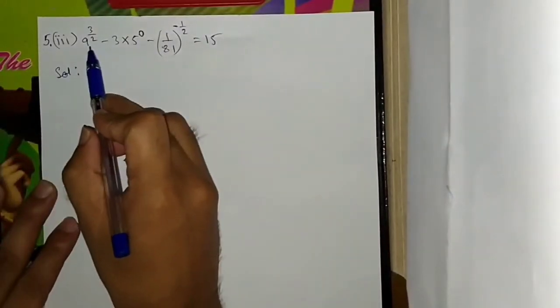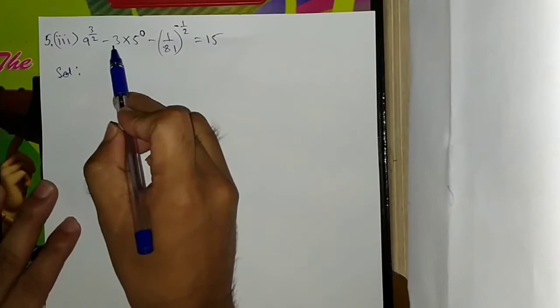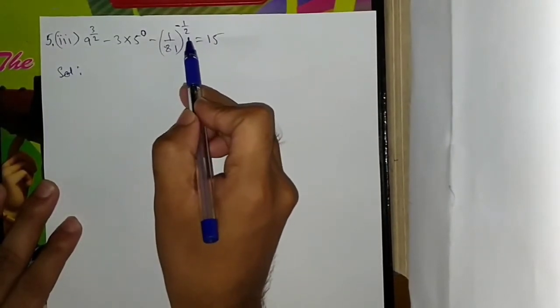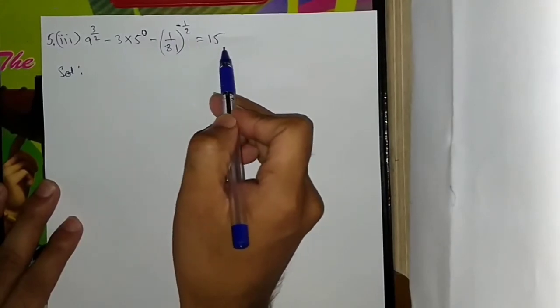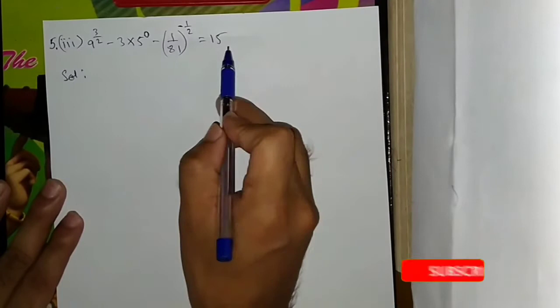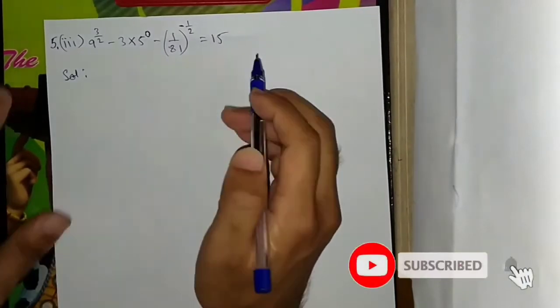Number 5, sub number 3: 9 to the power 3 by 2, minus 3 into 5 to the power 0, minus 1 by 81 to the power minus 1 by 2, is equal to 15. Left hand side equal to right hand side, prove.